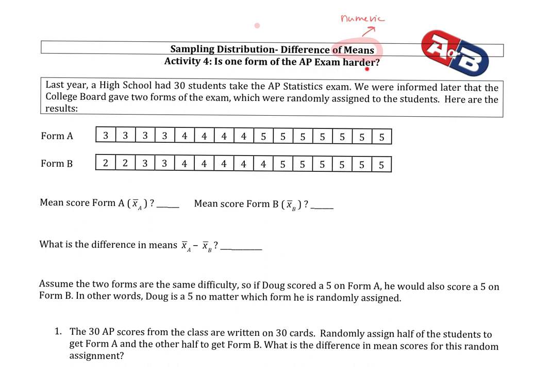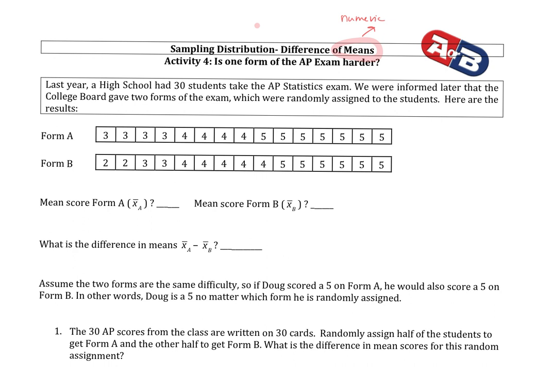Is one form of the AP exam harder? Last year, our high school had 30 students take the AP Stats exam. We were informed later that the College Board gave 2 forms on the exam, which were randomly assigned to the students. Here are the results. Form A got the following scores, and Form B got the following scores. We're supposed to find the mean score for Form A and the mean score for Form B.